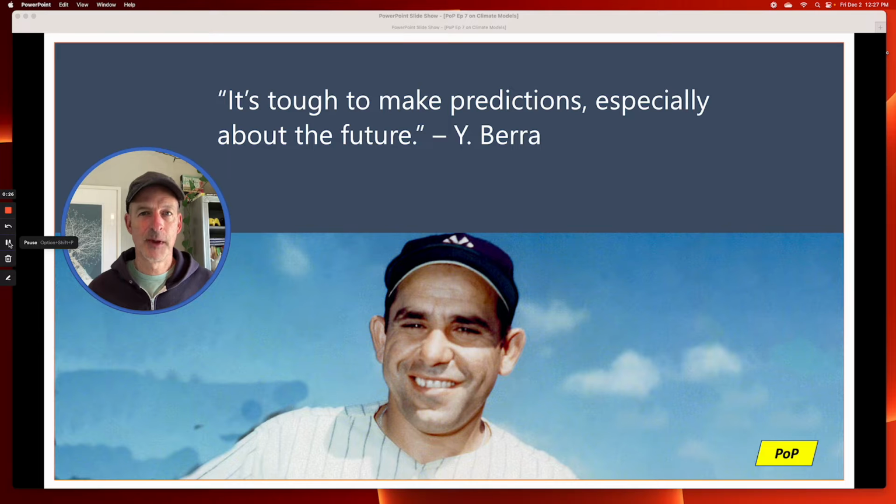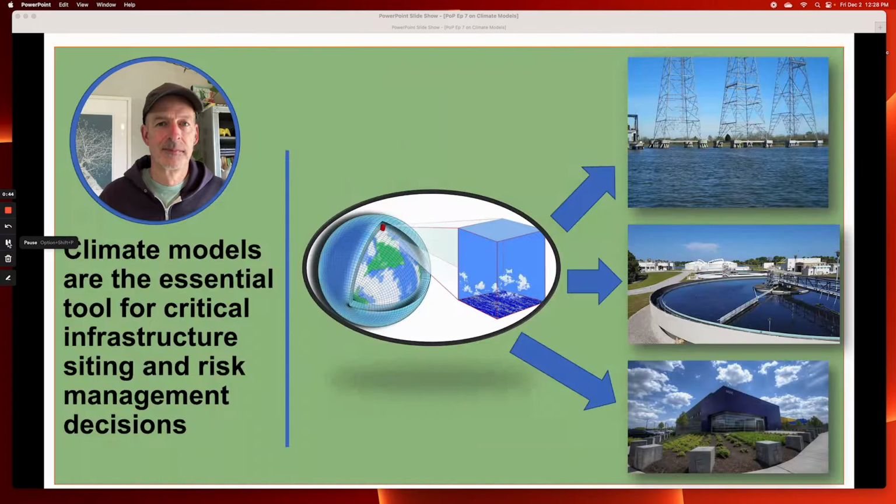There once was a famous mystic named Yogi Berra who said this about the future, and it still rings true today. It's super hard to know what's coming, but this presentation may help you have a better feel for some of the tools you could use to make better predictions, better projections.